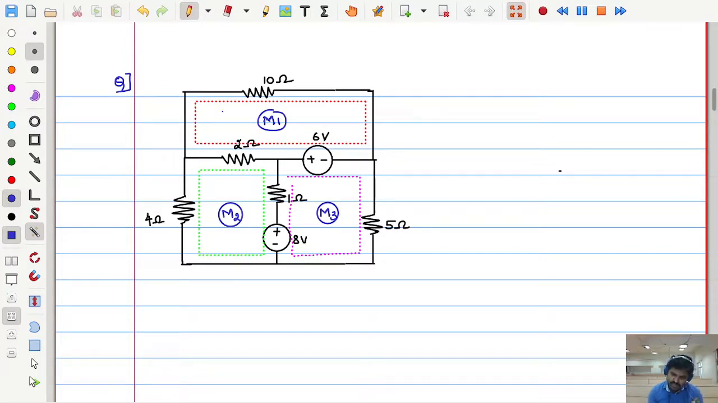Assign the mesh currents in the clockwise direction. Assign means wherever you start, in the clockwise direction, wherever some element comes, put an arrow in the clockwise direction in this way. In my journey, in my area, how many stops do I come across? One is 10 ohms, 6 volts, 2 ohms. So 3 stops, so I kept 3 arrows in this clockwise path. That is the second task.